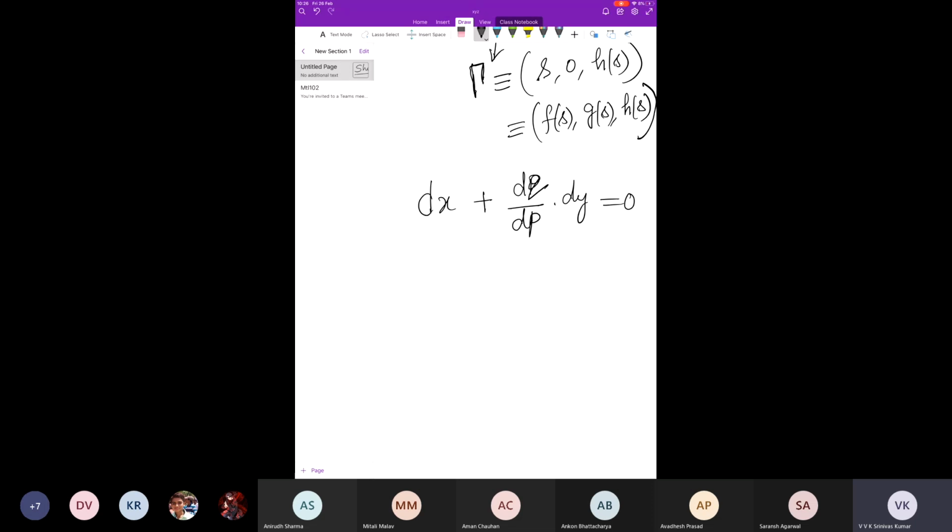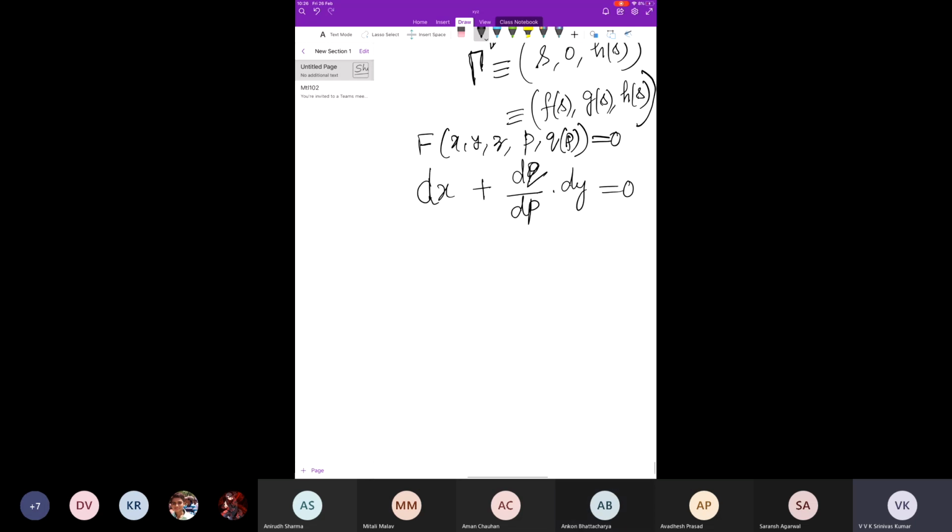And to get the second equation, we are differentiating the given f(x, y, z, p, q(p)) equal to 0, this equation, with respect to p. When we differentiate this with respect to p, what we get? Fp plus fq into dq upon dp is equal to 0.